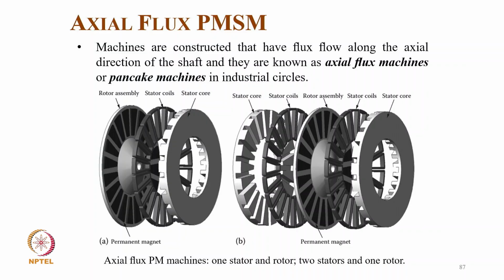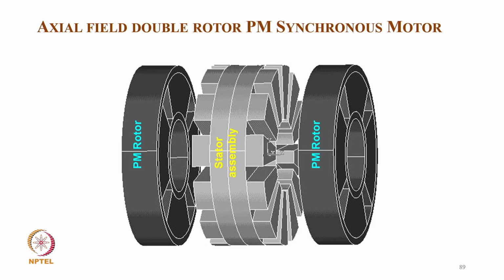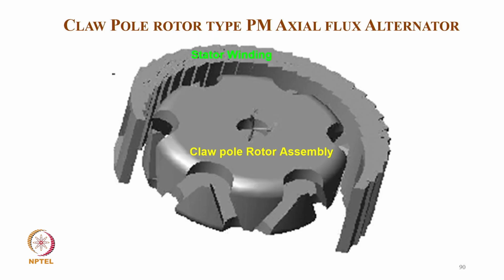So it's normally used as a disc motor with very high performance, or you can call it servo drive kind of applications, with high efficiency. This is typically how the stator assembly looks, with the PM rotor in between. And the other construction is that PM rotors are on both sides and the stator is in between. Another construction is the claw pole rotor type permanent magnet axial alternator, which is used in most, even all, electric vehicles for generating electricity for charging the battery, even in a normal car or normal truck. It's a brushless construction, a very compact construction with small size, weight and volume.